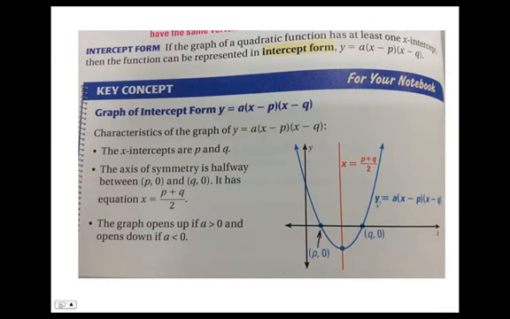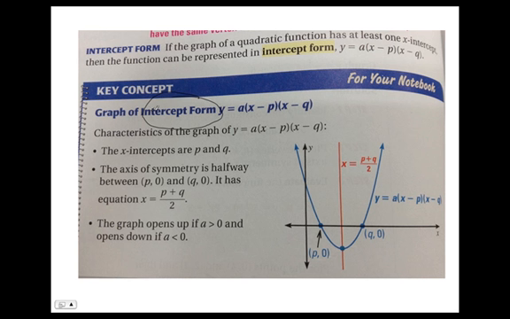Now this one takes a little more work. The other one's kind of easy because it shows you the vertex, and the vertex is like the key to the whole parabola. But this one doesn't show you the vertex. So write this form down. This form is called Intercept Form.